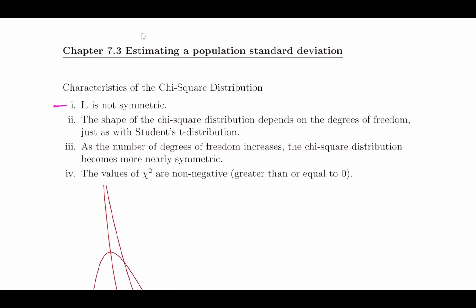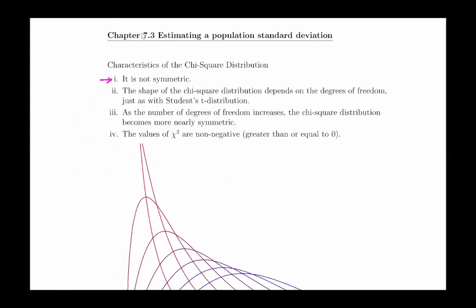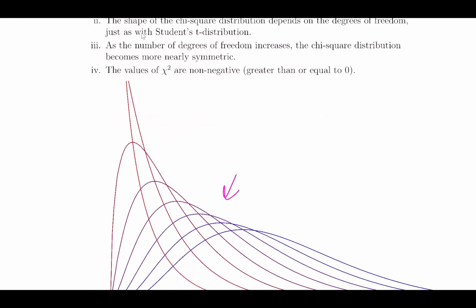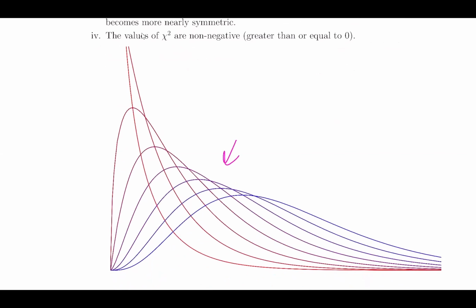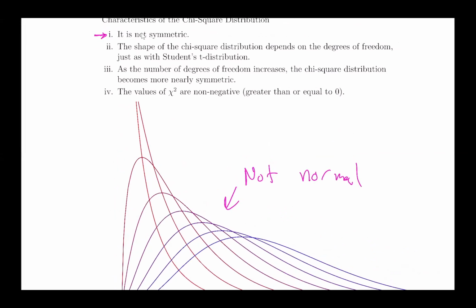The distribution of chi-square is not symmetric. If you have the notes, it looks like this data set. These are not normal. When we have a chi-square distribution, it naturally starts off skewed to the right. So yes, the chi-square distribution is not symmetric. The second bullet point says the shape of the chi-square distribution depends on the degrees of freedom, and the degrees of freedom use the same formula, n minus 1.